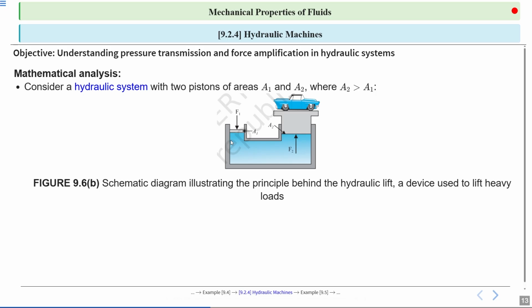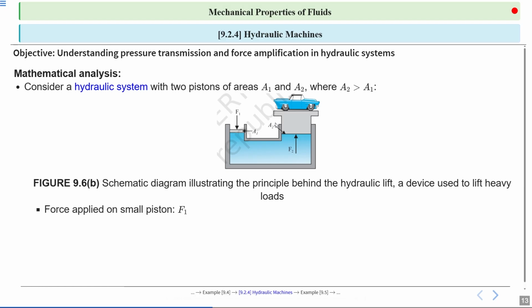So consider a hydraulic system with two pistons. We have a small piston with area A1. Look at the figure: area A1 and area A2. The larger piston has area A2, where A2 is greater than A1. The schematic diagram illustrates the principle behind a hydraulic lift, which is a practical application of this concept.